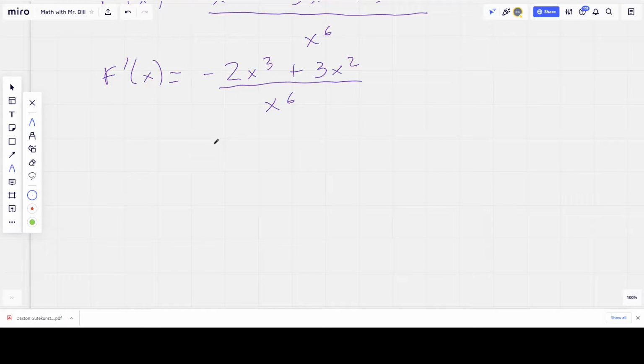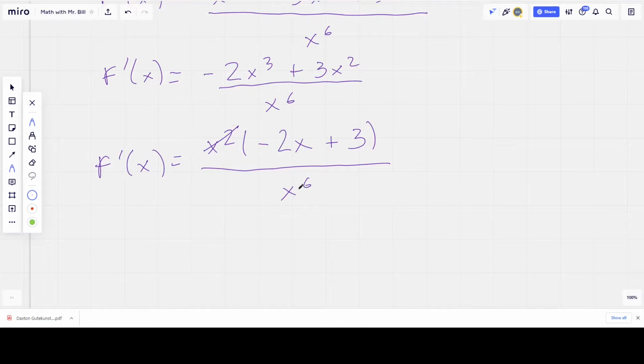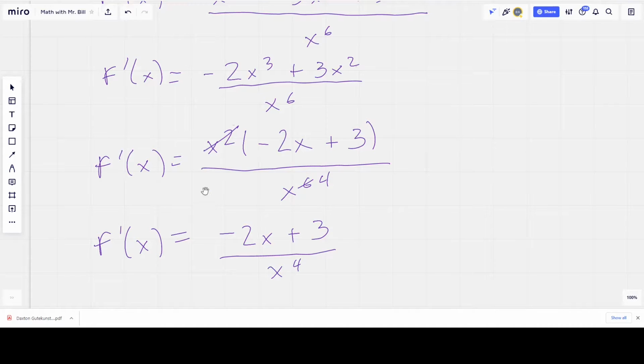But let's go ahead and do that. Let's pull out an x squared out of the top. So we get negative 2x plus 3 on the inside, and all of that's over x to the 6th. And then we can cancel x squared and x to the 6th, and we finally get our simplified derivative, negative 2x plus 3 over x to the 4th.